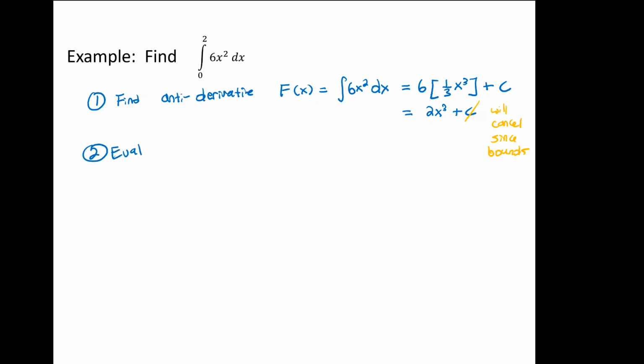Evaluate capital F at the top bound. Capital F of 2 minus capital F at the bottom bound, capital F of 0. So we'll get 2 times 2 to the 3 minus 2 times 0 to the 3. What am I doing? Replacing x with the number, not everything with the number. And then simplify. So 2 to the 3 is 8 times 2 is 16. 16 minus 0. So we get 16 as the result.